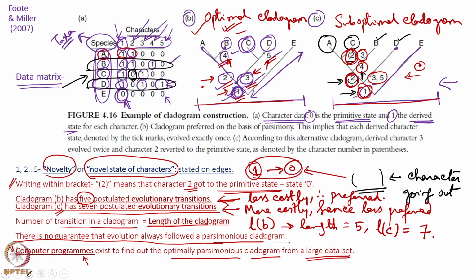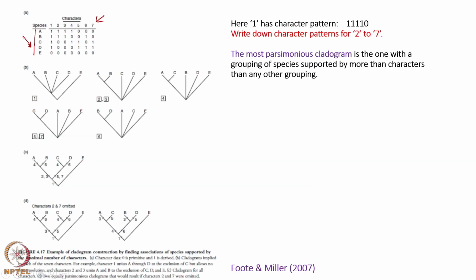In our earlier matrix, it was a square matrix. Coincidentally, there were 5 species and 5 characters. So, now we are dealing with a non-square matrix with 5 species and 7 characters, that means 7 columns and 5 rows. Let us define the term character pattern.